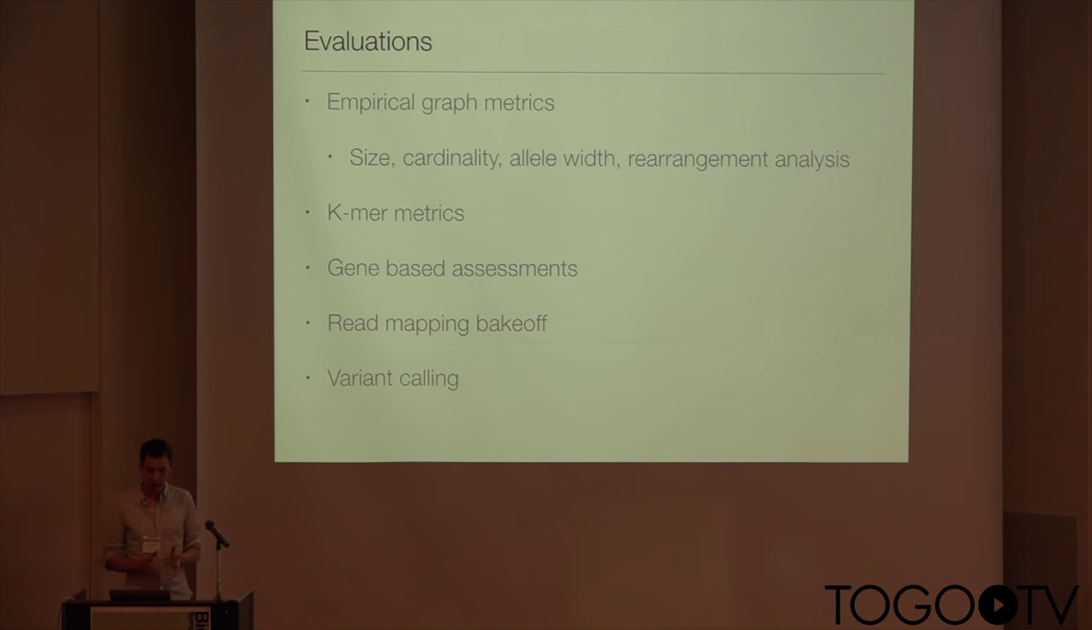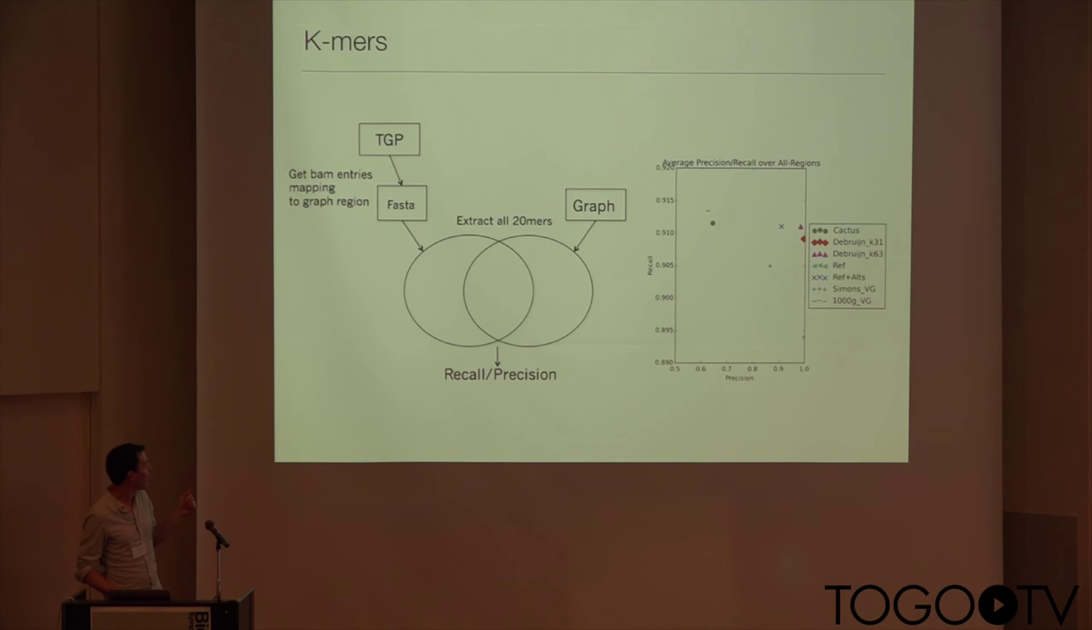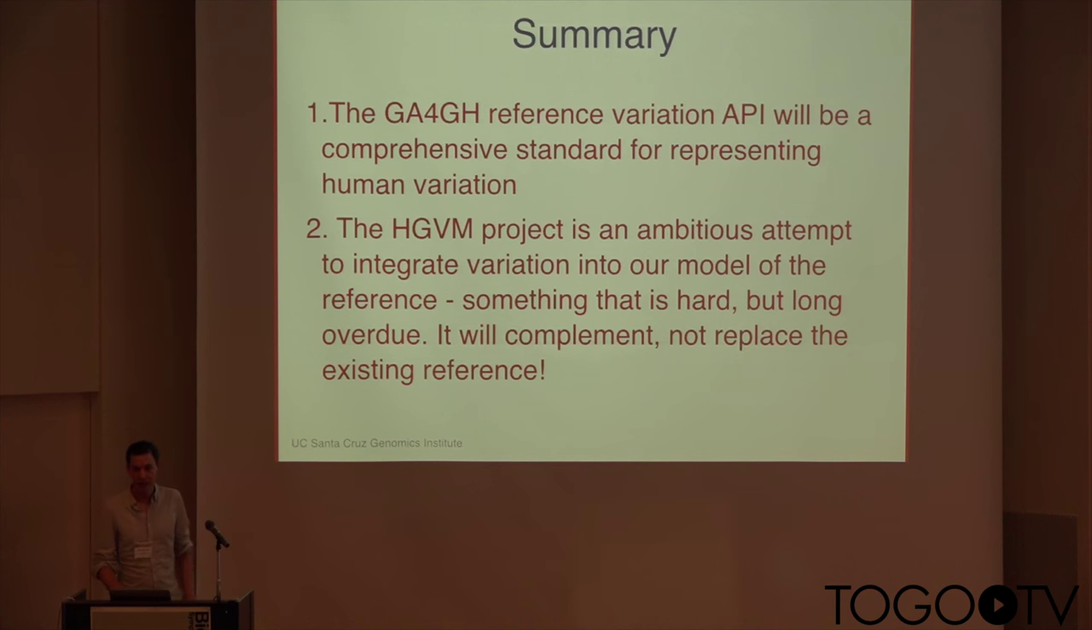We have a lot of metrics now that we've assessed. So we have empirical graph metrics that we've been looking at, so basic things like size and cardinality. We have graph theoretic notions of width. We have rearrangement analyses to ask about whether or not the graphs are capturing specific types of rearrangement. Doing a lot of work on k-mers, looking at whether or not the graph includes all the k-mers that we would expect in the population. We have gene-based assessments. Okay, and I will stop. Read mapping and variant calling stuff, and I'll just say thank you.